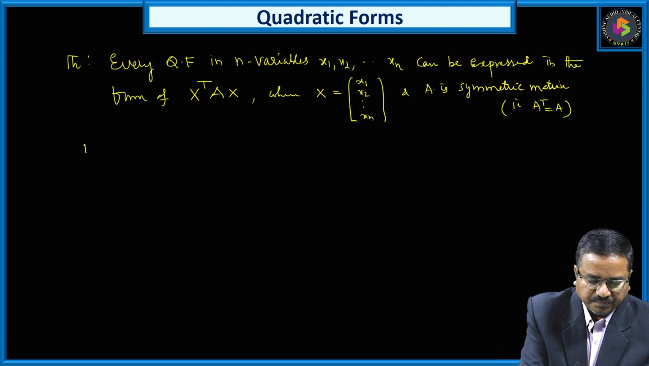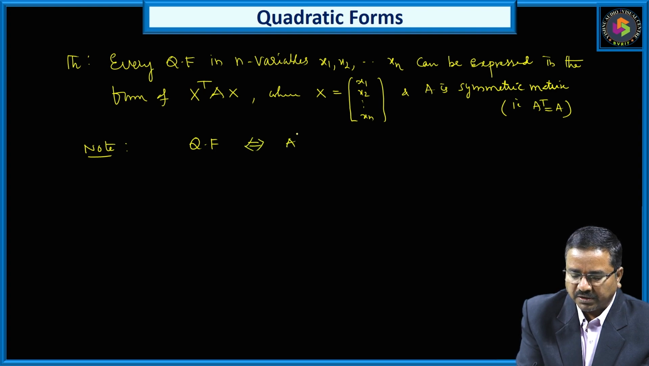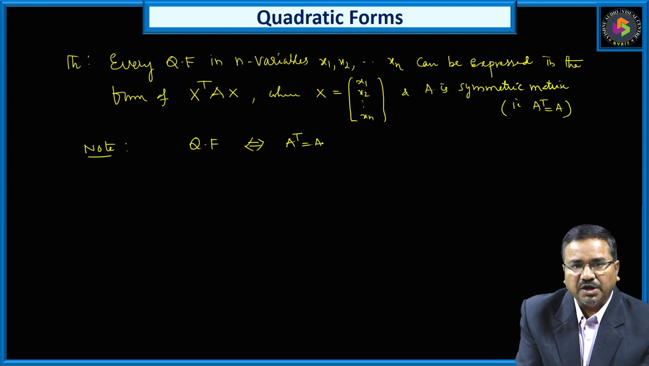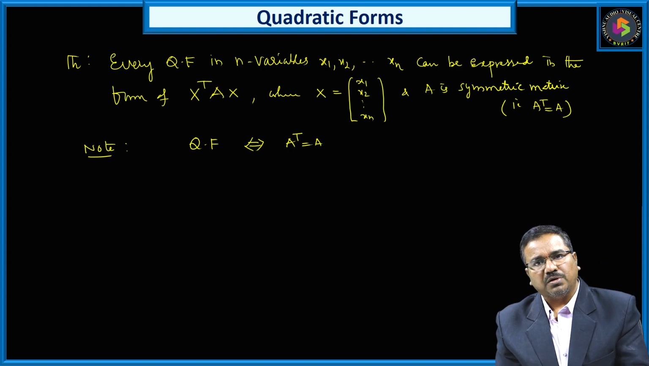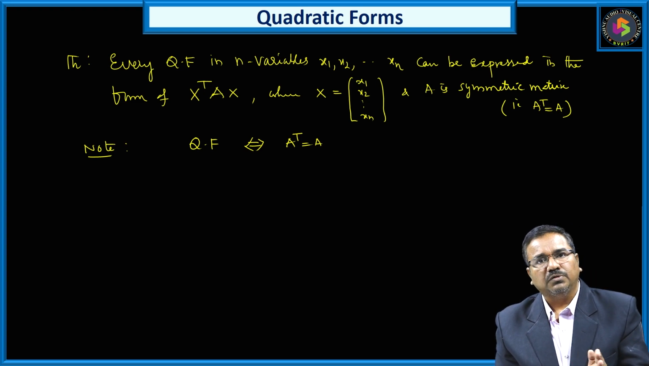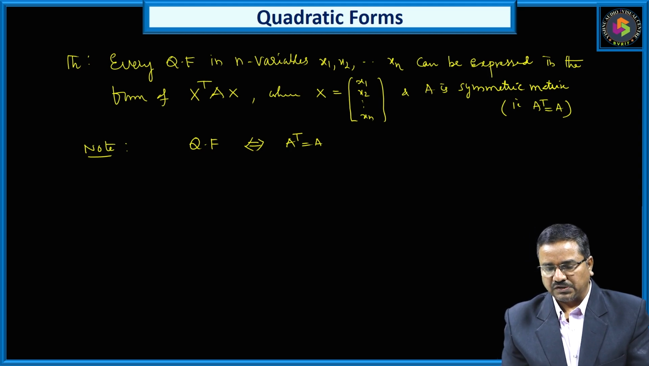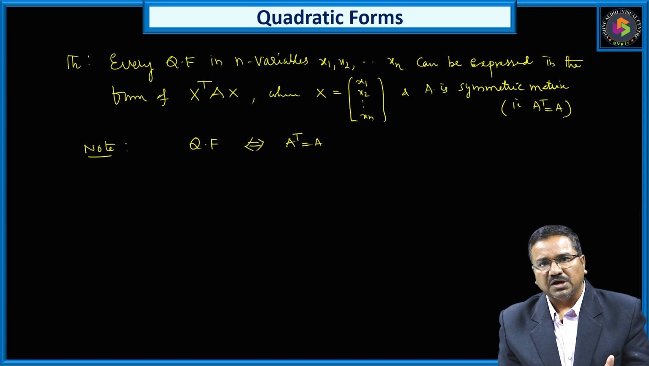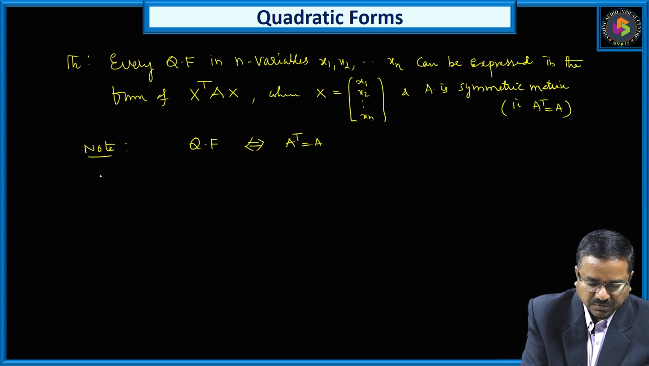By this theorem, we conclude that a quadratic form exists if and only if there exists a symmetric matrix. For every symmetric matrix, we can convert it into a quadratic form. For every quadratic form, there exists a corresponding symmetric matrix. Now we can express a quadratic form in matrix form, or every symmetric matrix we can also write as a quadratic form. So we will take a proper example first.